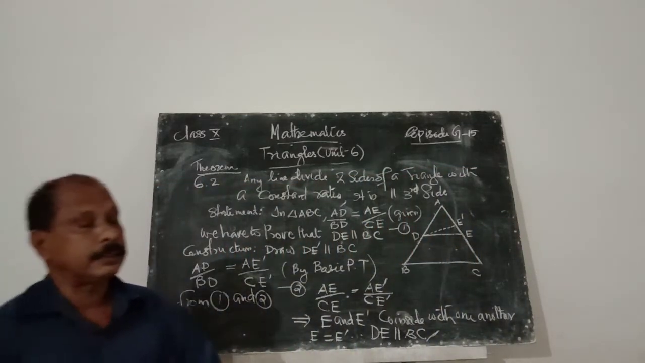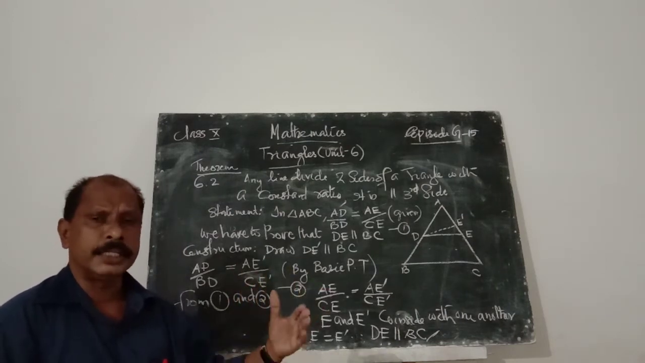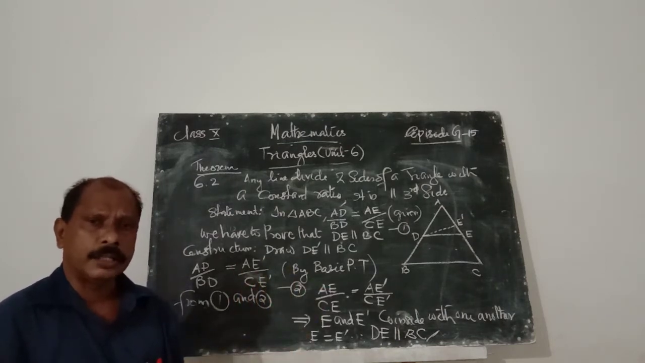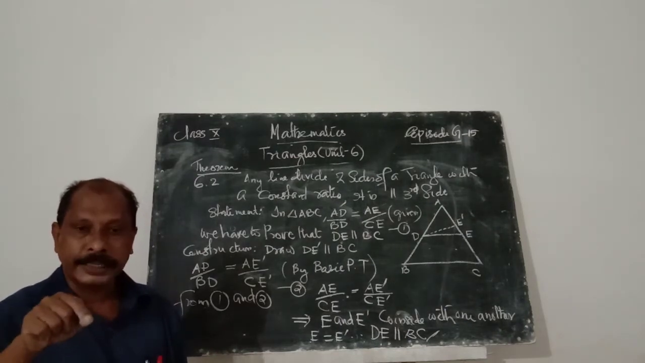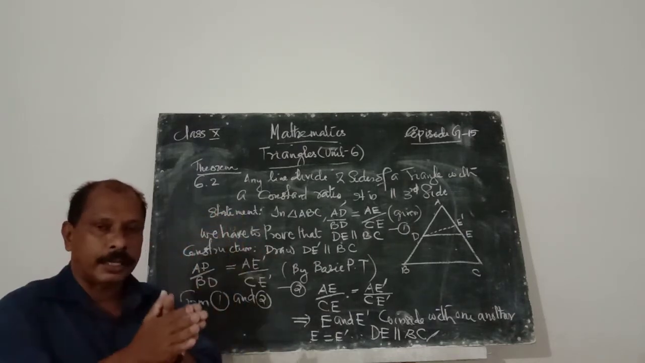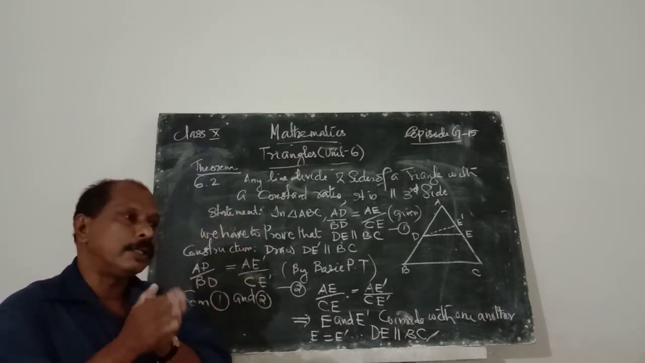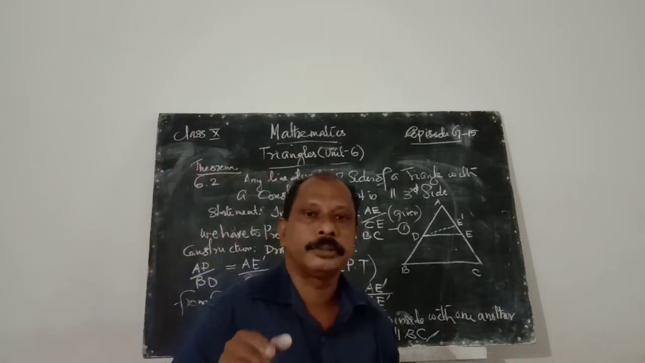From the first and second equations, we know that the left sides are equal, that is AD by BD. Therefore, the right sides are equal, that is AE by CE is equal to AE' by CE'. Which implies that E and E' coincide with one another. That means the point E is always the same as E'. Therefore, E' is replaced by E.